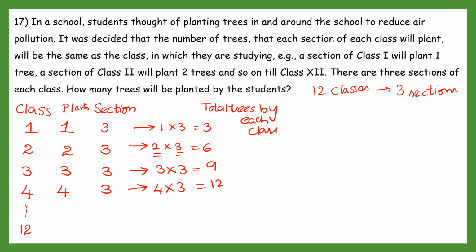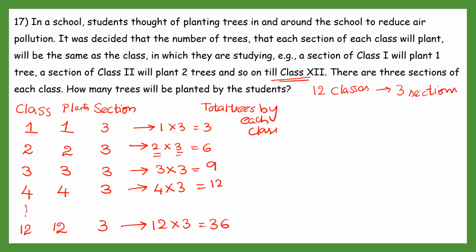Total how many classes are there? They already told us that students are there till class 12. For class 12, each section will plant 12 trees. How many sections are there for the 12th class? 3 sections. So 12 into 3 is equal to 36. 36 is the number of trees planted by 12th class students.